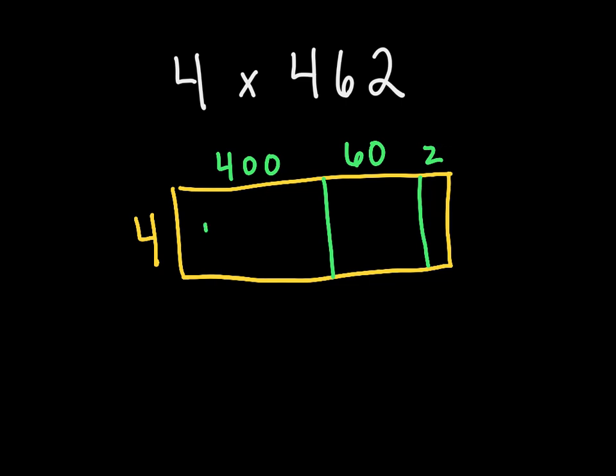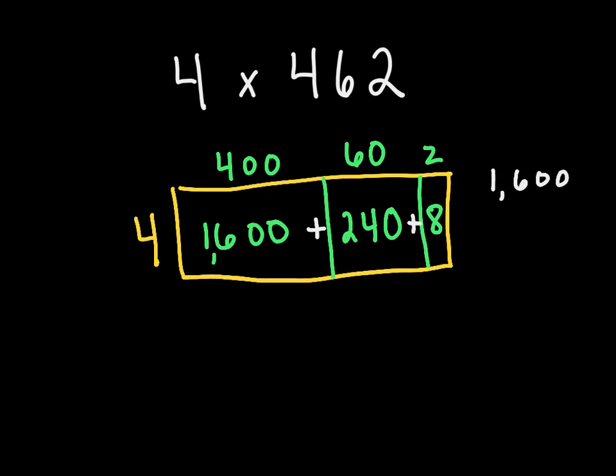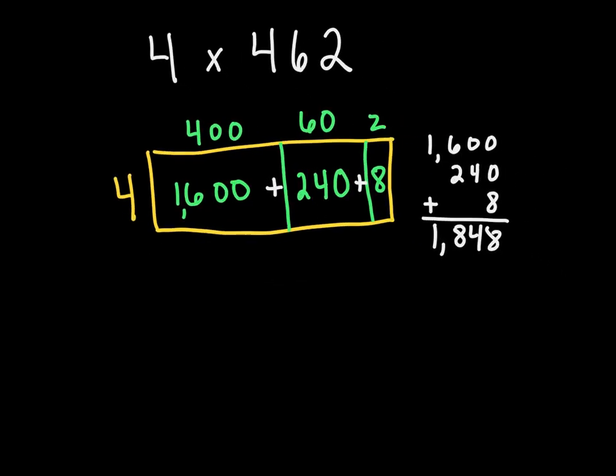4 times 4 is 16, and then add our zeros, 1,600. 4 times 6 is 24, and you add on your 0. 4 times 2, that's just 8. So now 1,600 and 240 and 8 are our partial products, and we always add our partial products. So we have 1,600, we got 240, and now we have 8. We add them up, and we get 1,848.